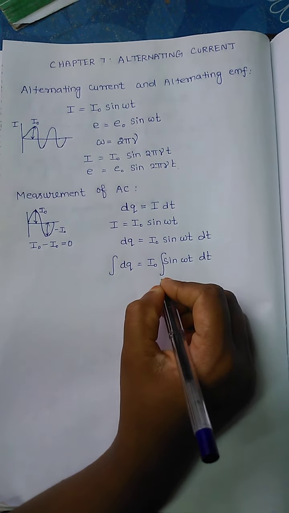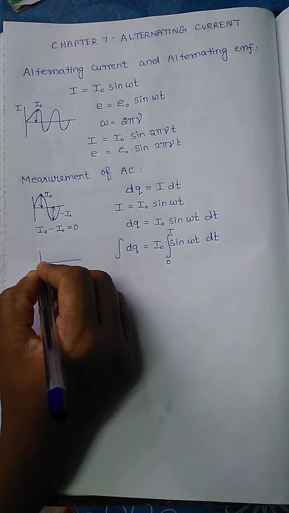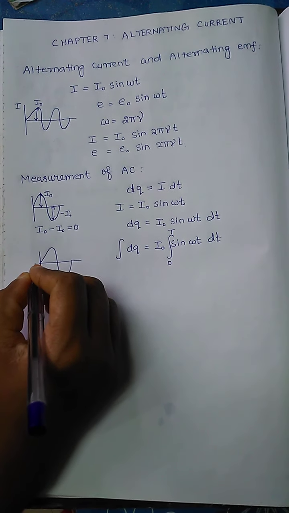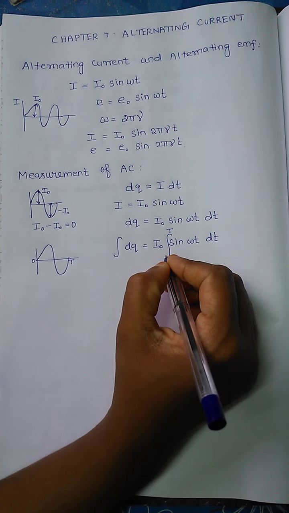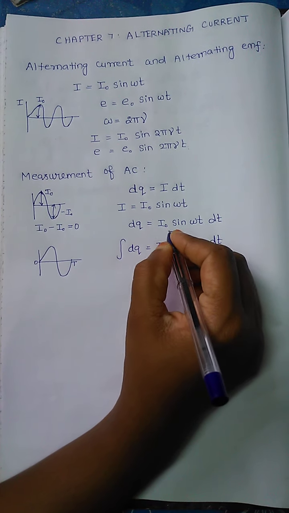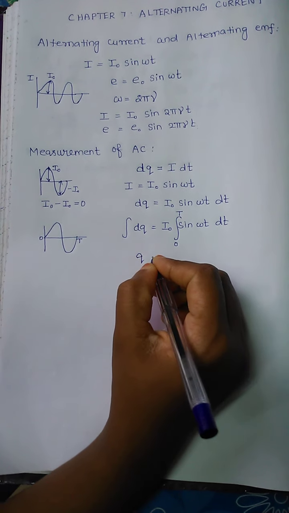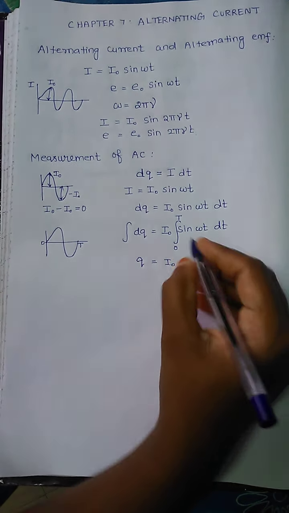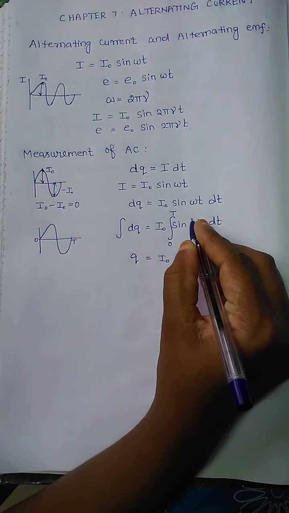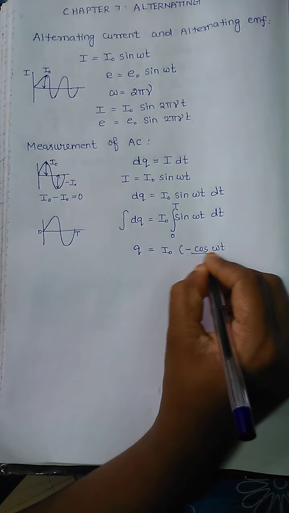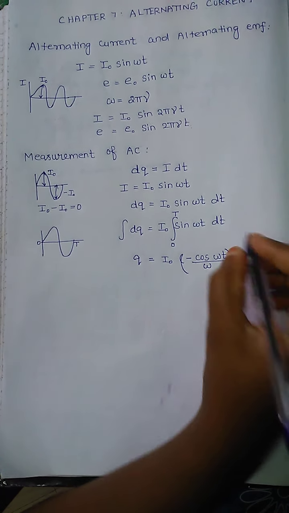Then we integrate this equation, dq = I naught sine omega t dt, from 0 to T, because we are calculating the alternating current over one complete cycle. The initial time is 0 and the final time is T, so we integrate with respect to time from 0 to T. The integration of dq is q. Then I naught times the integration of sine omega t gives minus cos omega t, divided by omega, and we substitute the limits from 0 to T.